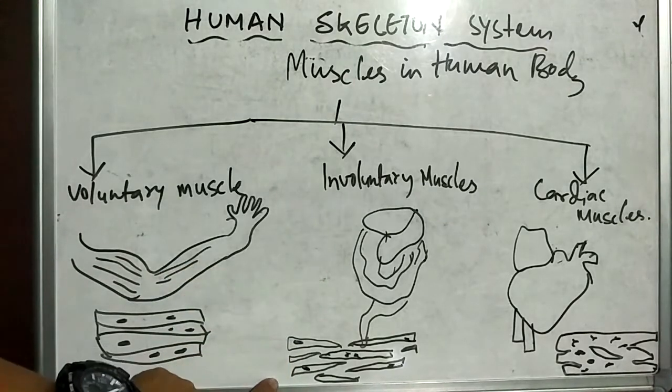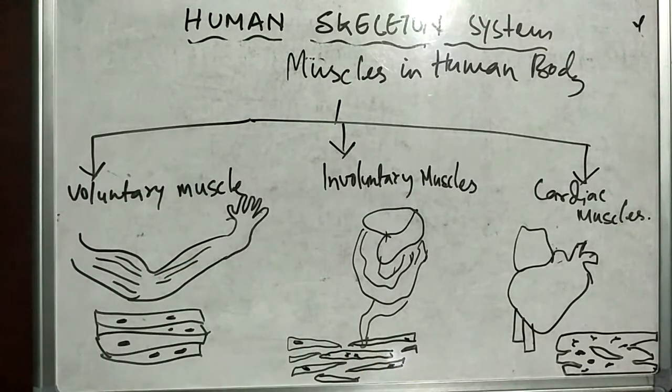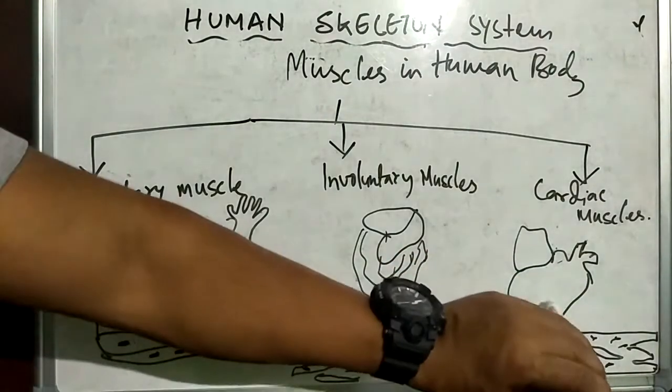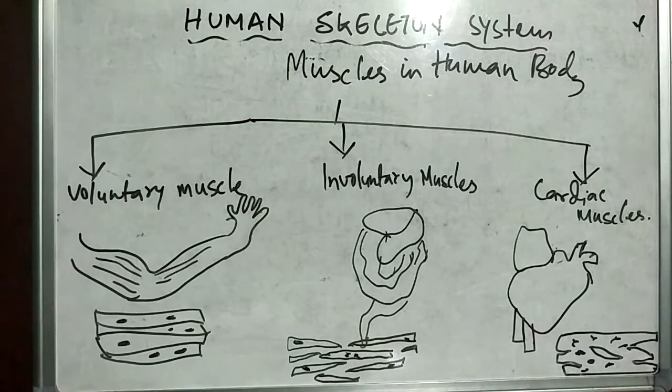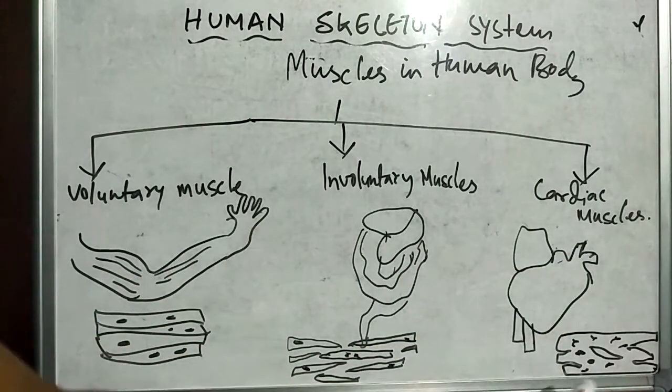The structure of the involuntary muscles is this. Okay, the shape of the involuntary muscles. Now the third point is cardiac muscles. The cardiac muscles we can directly connect with the heart. Okay, so the heart is there, the structure of the heart, and we can find the cardiac muscles in the heart. The structure of the muscle is this.